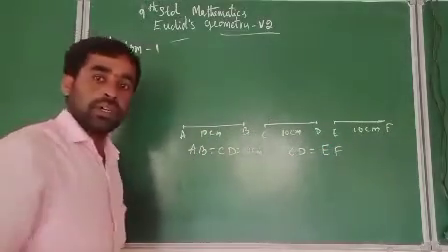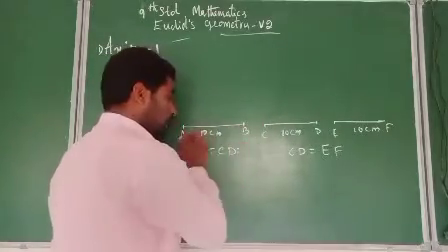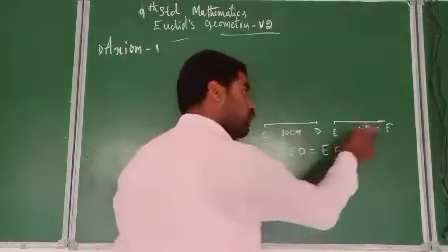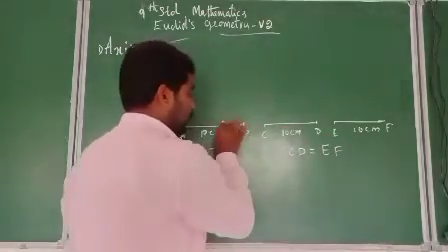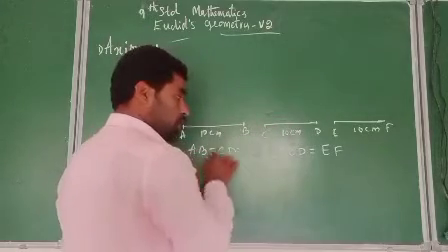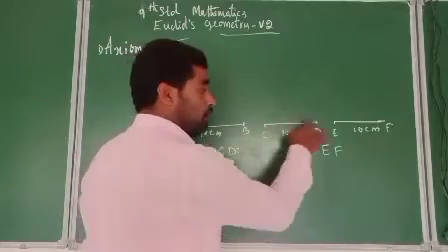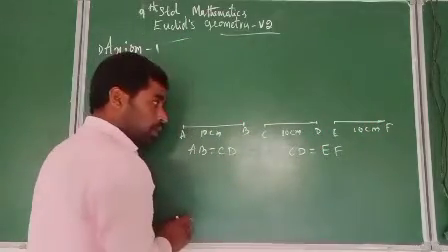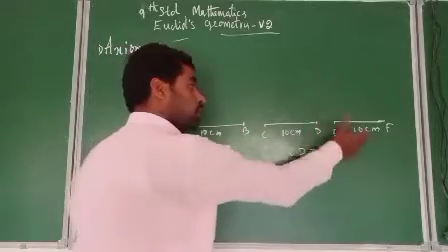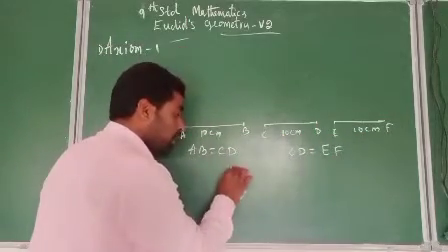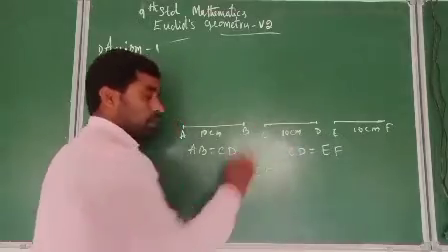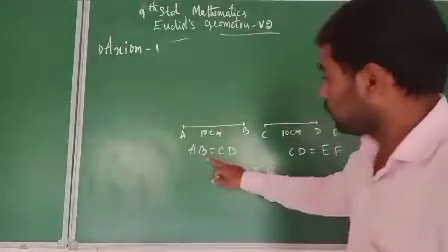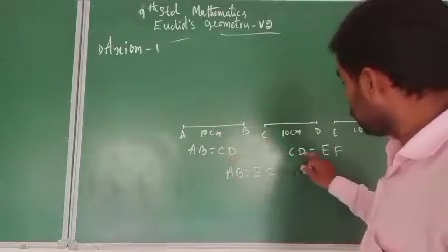Is it clear, students? Now, the length of the line segment AB is equal to CD, and CD is also equal to EF. AB is equal to CD, which is equal to 10 centimeter, and CD is equal to EF, which is also equal to 10 centimeter. Can I conclude that AB is equal to CD, CD is equal to EF, so AB is equal to EF? Yes.